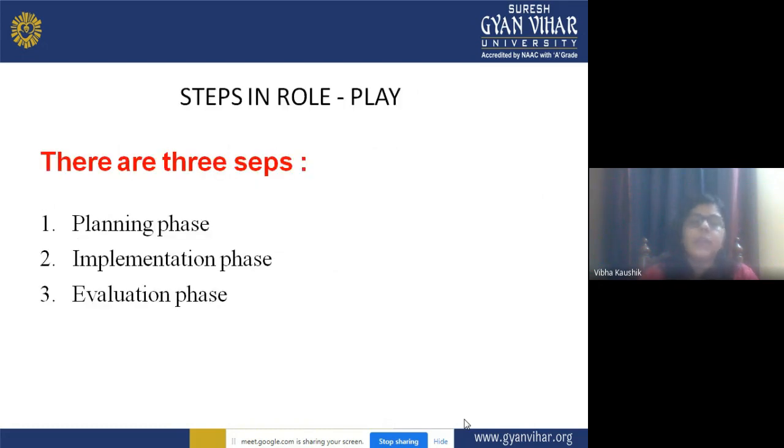Steps in role play. There are three different steps involved in role play. The first one is the planning phase, meaning how the planning has to be done. The implementation phase is where the execution of the planning is done. The third is the evaluation phase, in which we evaluate whether the play has been implemented in the way in which we planned or not.